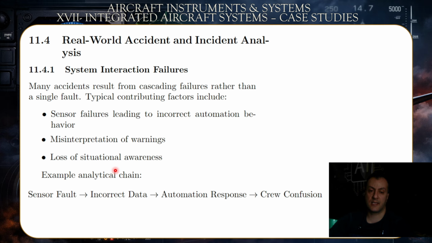Okay, example analytical chain: you would have a sensor fault leading to incorrect data, leading to an incorrect automation response. Why? Because it's based on false premises and false data collection, which would also get us to crew confusion. Okay, that would be the final result, which can be fatal, by the way.